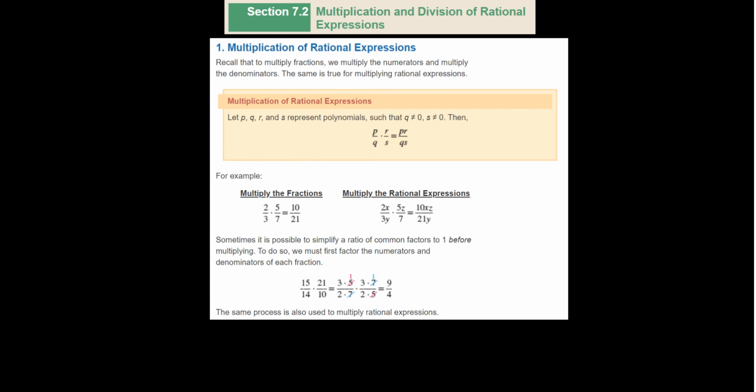It goes on to read, sometimes it is possible to simplify a ratio of common factors to 1 before multiplying. To do so, we must first factor numerators and denominators of each fraction. So similar to how we would factor these numbers to simplify the fraction, we're going to do the exact same thing with the rational polynomials.